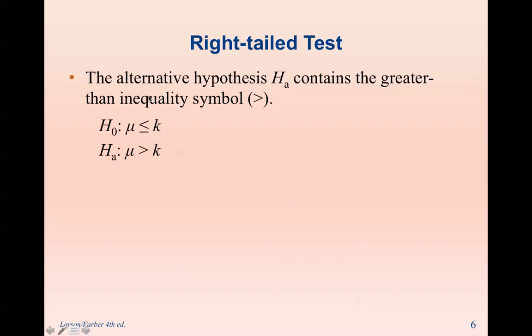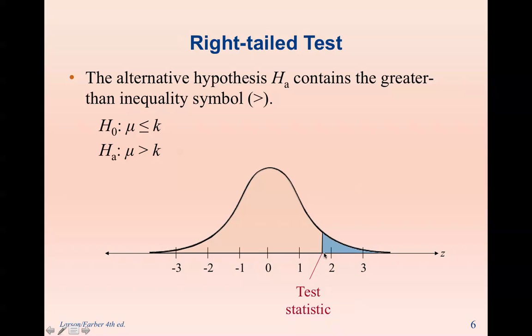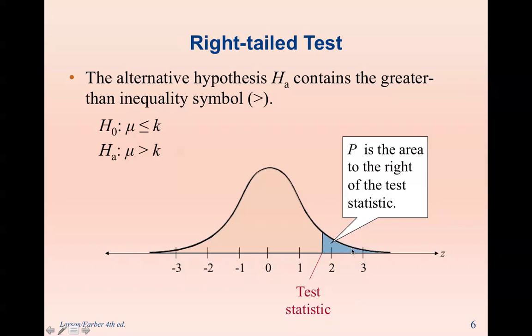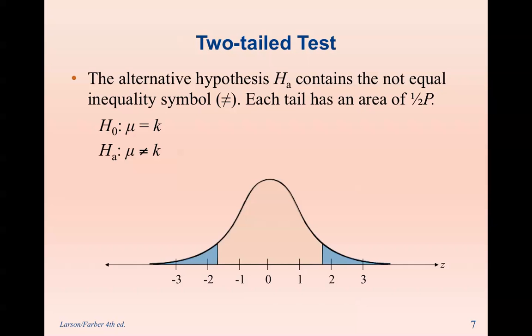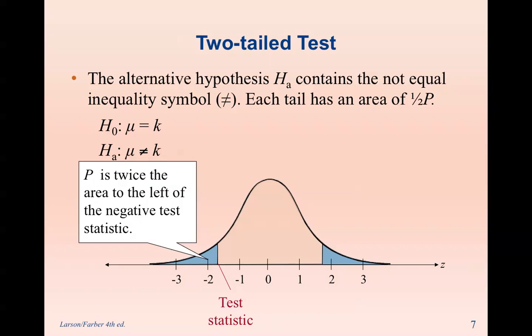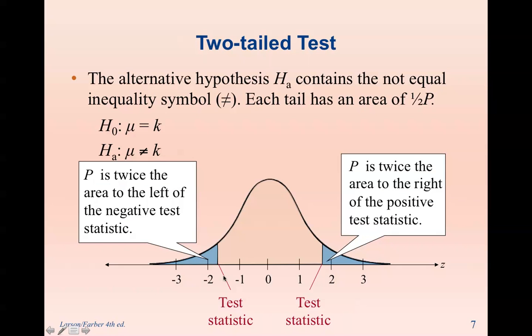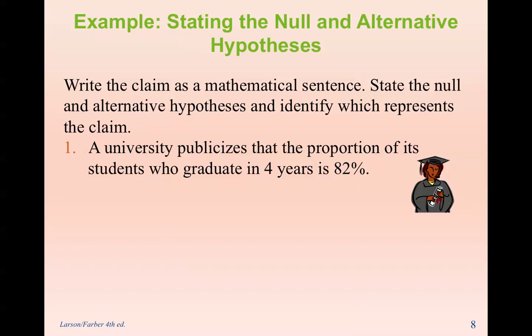The right-tailed test is if the alternative hypothesis contains the greater than inequality. And it looks like this. Here's our test statistic, and P is the area to the right of that test statistic. And this is a right-tailed test. Now, a two-tailed test is if the alternative hypothesis, H sub A, contains the not equal inequality symbol. Each tail has an area of half of P. In this case, we would have two test statistics, and each area is one half the area, not twice.